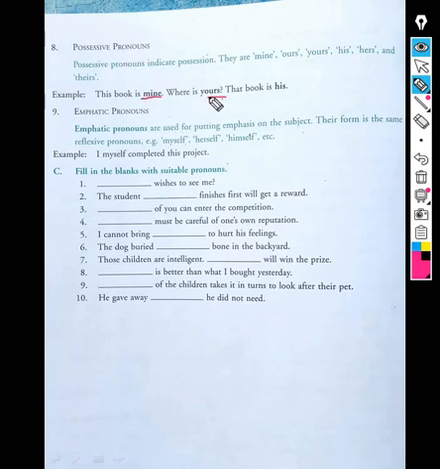Where is yours? This is showing possession. That book is his. वो किताब उसकी है, उसकी मलकियत में है, in the possession of him.